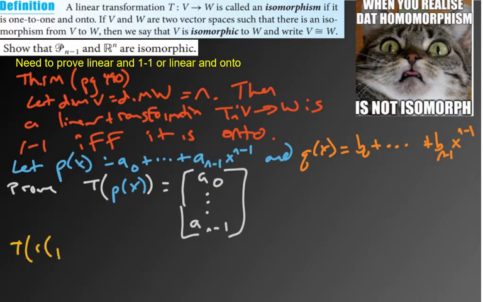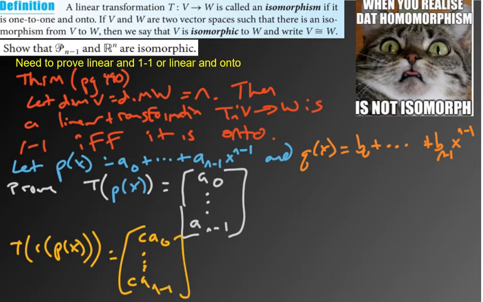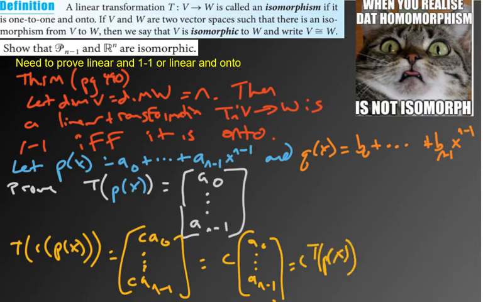So T of C times a polynomial in there. Did I have too many parentheses? Nope. Is just going to equal, based on this map, C A0 through C A n-1. But of course, that means you can pull a C out, and then you get A0 through A n-1. And that is, of course, C times T of P of X, right? And so that is proving the first part of linear. So we can pull a scalar out, right? And that's nice.